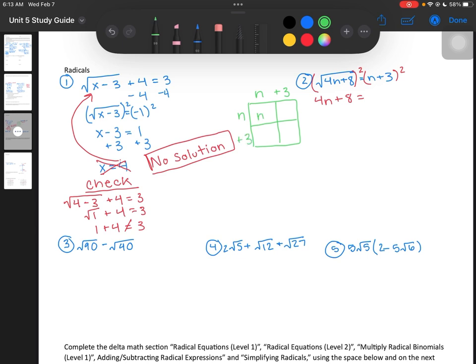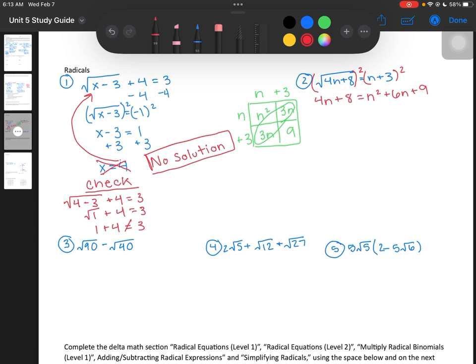N times n is n squared. 3 times n, 3n. N times 3, 3n. 3 times 3 is 9. I see I have two like terms here in the middle. So I have n squared plus 6n plus 9.